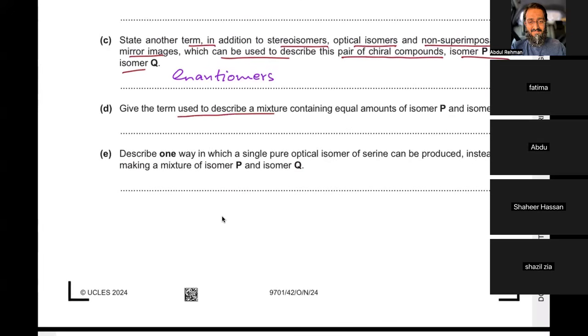Give the term used to describe a mixture containing equal amounts of both isomer P and Q, as they are non-superimposable mirror images. These are optical isomers. Yes, very good, Arish. Very good, Shazil. If they have an equal amount in the solution, that solution is called a racemic mixture.